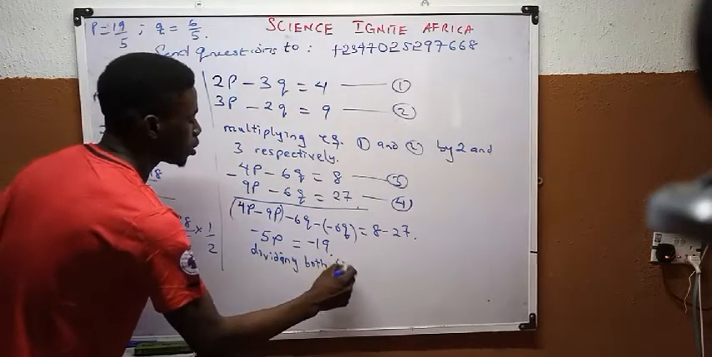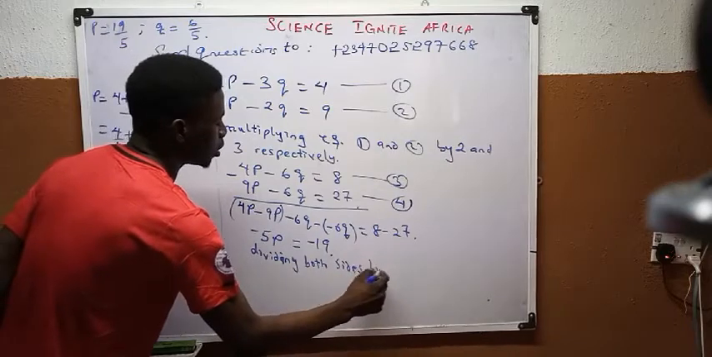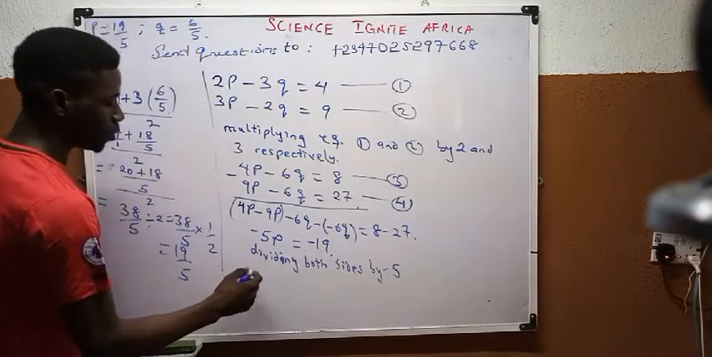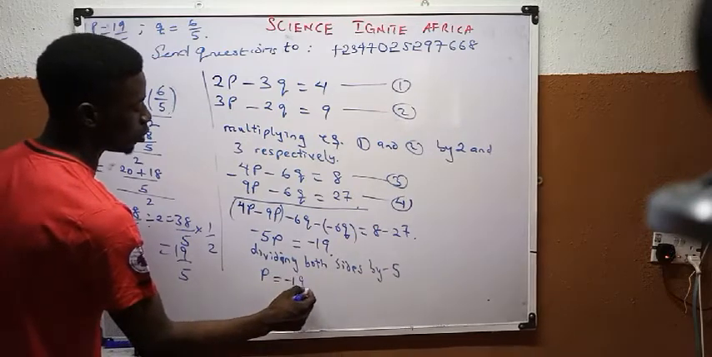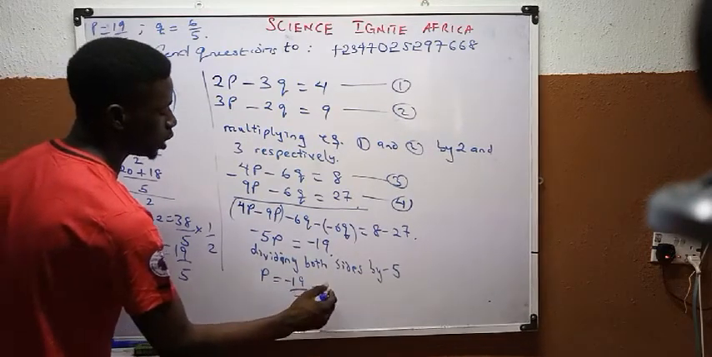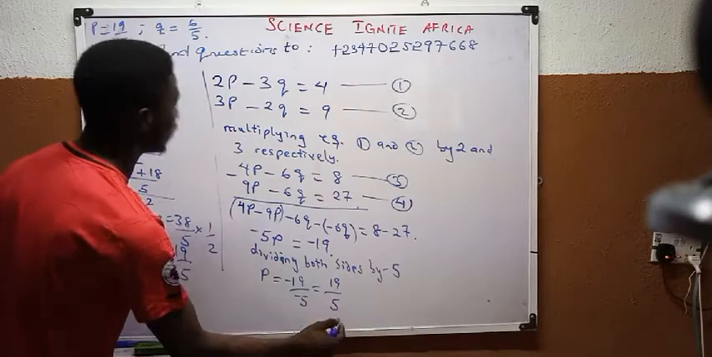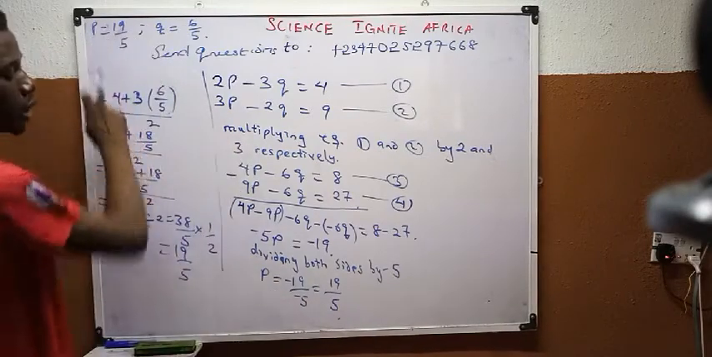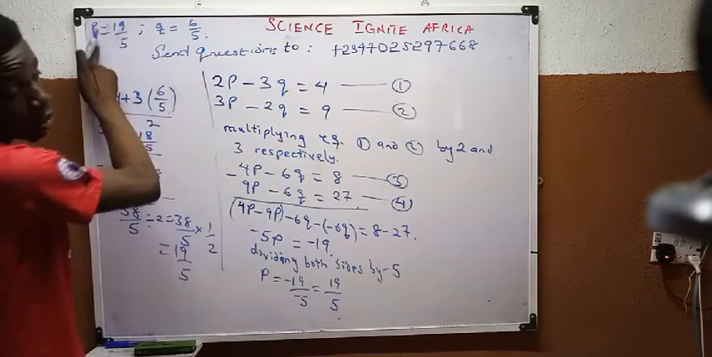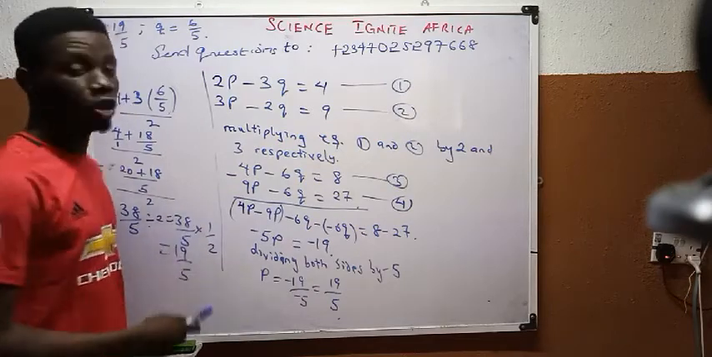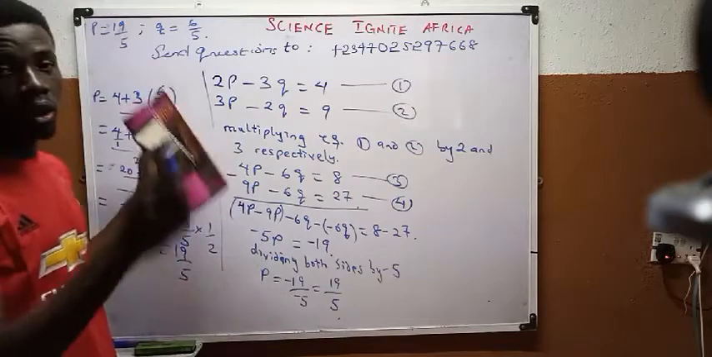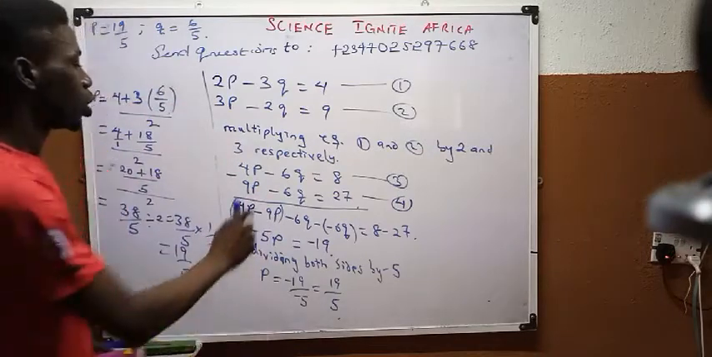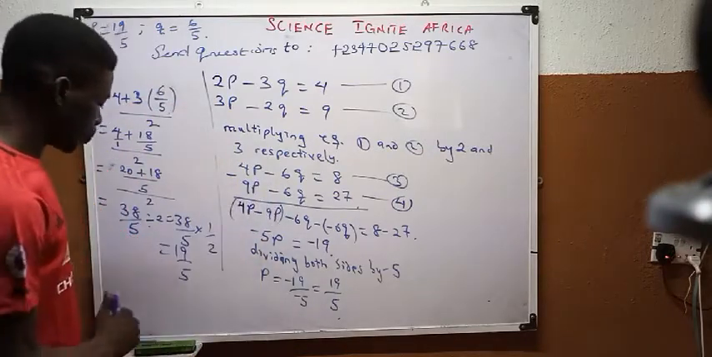So by the time I divide both sides by minus 5, what do we have? We have p equals minus 19 over minus 5, which is 19 over 5. Yeah, that's actually very correct. So that was what we got when we used the elimination method. You can see that this saves time compared to the other one, where we have to be computing a lot of things. So this saves a lot of time.